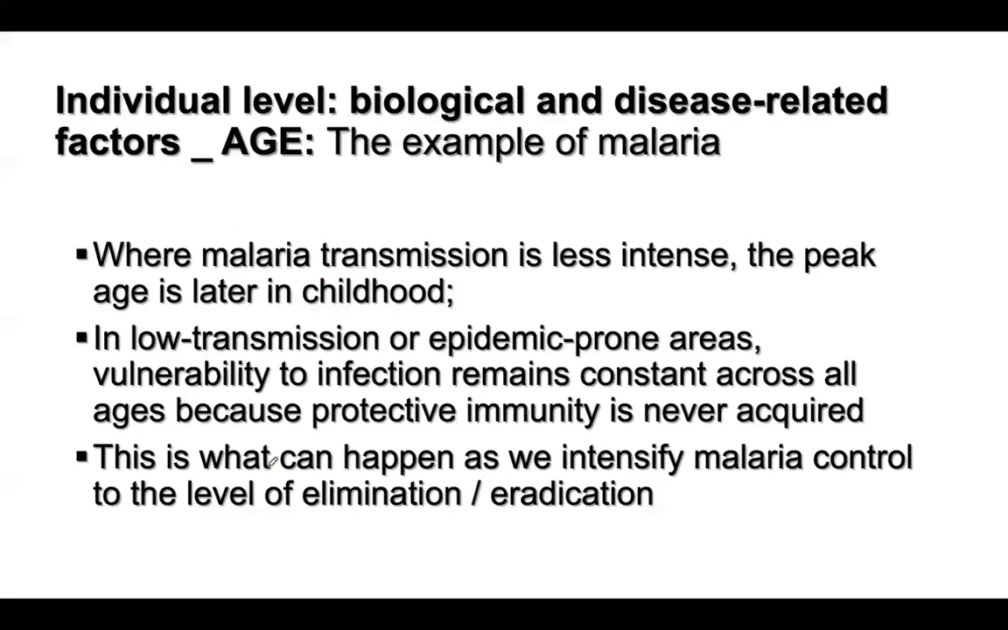So the same. So now if you live in a place where malaria transmission is less intense, the peak is much later, right? So I just mentioned now we're seeing 10 years or more, because also the interventions have prevented infections at a less time age. So mortality shifts now to relatively higher. In low transmission or endemic prone areas, vulnerability remains across all ages. So if you've never had malaria in your life, ever, that means the moment you get malaria, you don't have the protective immunity. It doesn't matter, even if you're older, you get hit by malaria, you get severe malaria.